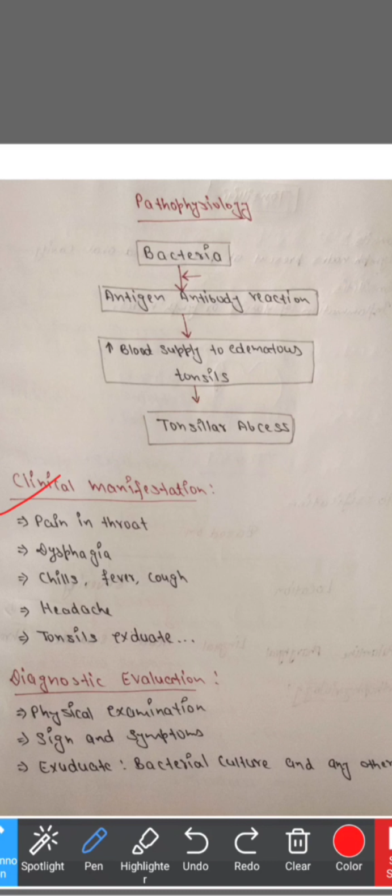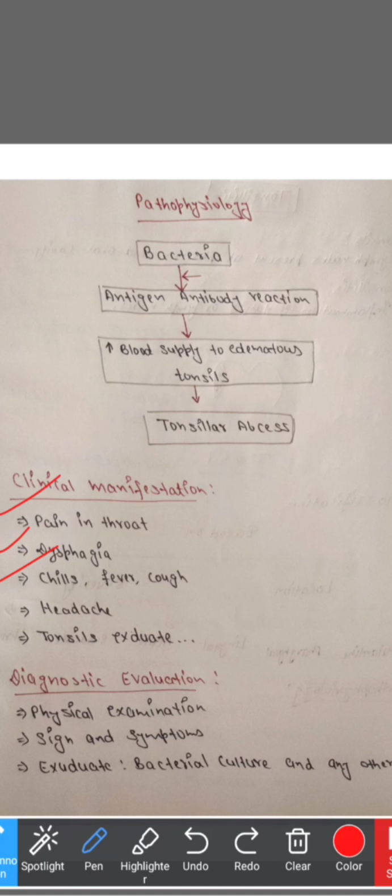First is pain in the throat. In this disease, patients will definitely feel pain in the throat side. Next is dysphagia, and due to this pain, dysphagia problem, we can say when a patient suffers from the tonsillitis, the patient cannot eat normally, and the patient feels difficulty in swallowing foods and all.